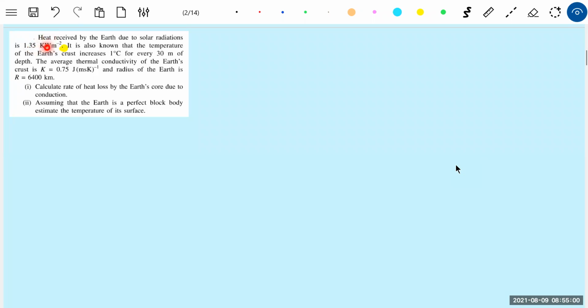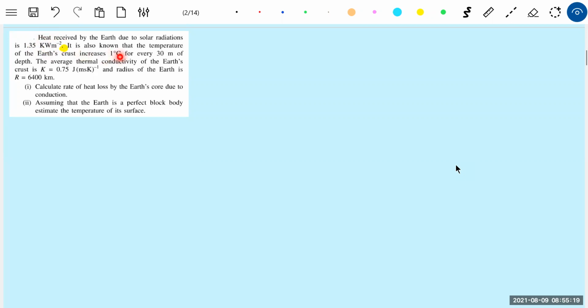Be careful. Such things happen more in Mains exam than Advanced. In Advanced, they say intensity of the sun's radiation on the surface of the Earth, so clarity will be there. But in Mains, they can express it like this also. So this is nothing but the intensity of the sun's radiation on the surface of the Earth. Not like a joule here. You see the unit.